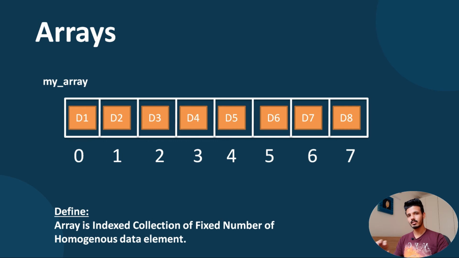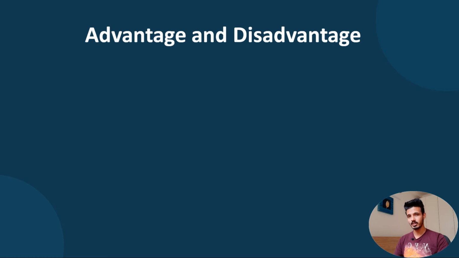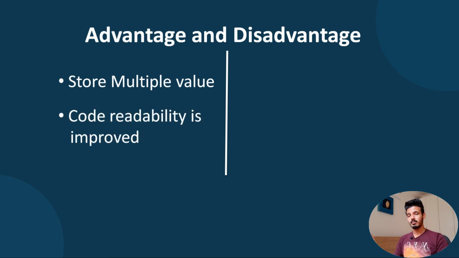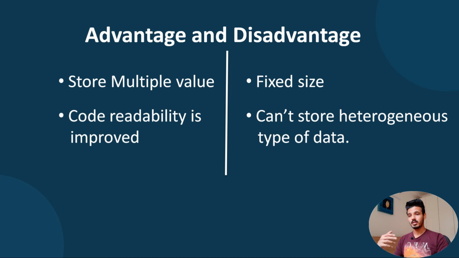If you understand the pictorial representation, then you will be easily able to define an array. Now let's move on to the advantages and disadvantages of it. In case of advantages, you have two things: it can store multiple values and it improves your code readability, as we have discussed. In case of disadvantages, it has a fixed size and it cannot store heterogeneous types of data. In the first one, that is the fixed size, as I said, at runtime you cannot increase or decrease the size.